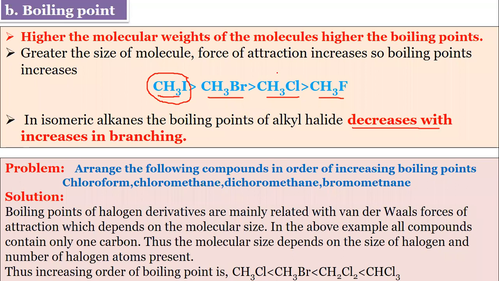Because I will explain. Because when the branching increases, surface area decreases. When the surface area decreases, the van der Waals forces decrease, and that's why the boiling point decreases. This is the reason.